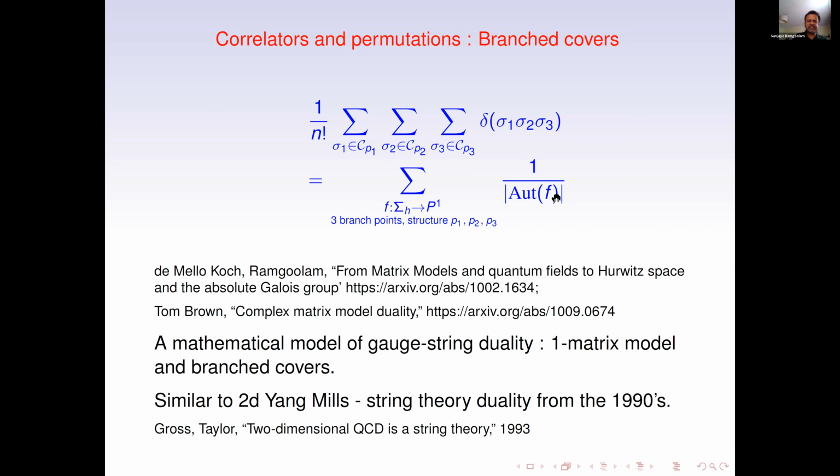So this is a very simple kind of mathematical model of gauge string duality, if you like, where you're computing something in the matrix model and you have a precise connection to a counting problem of holomorphic maps. And it's similar to the kind of string dualities from the mid-90s.